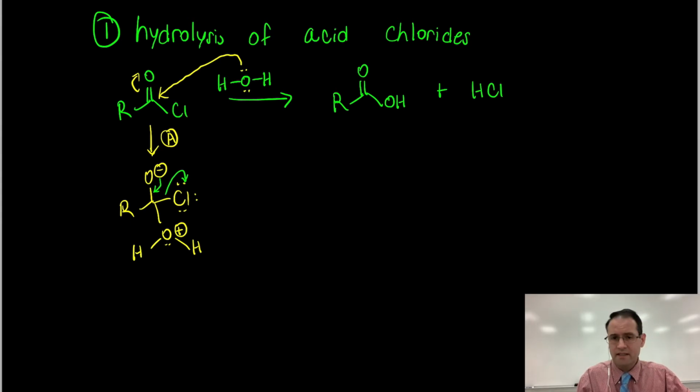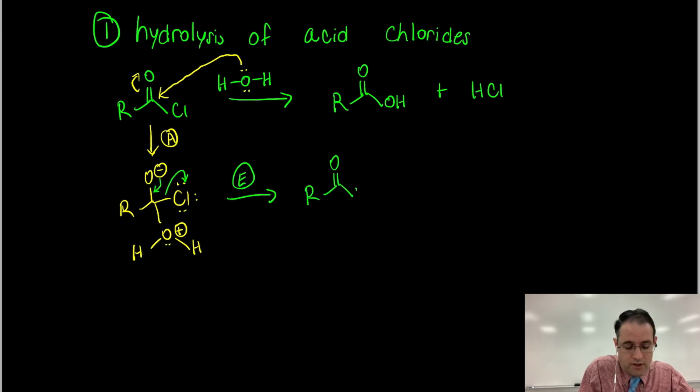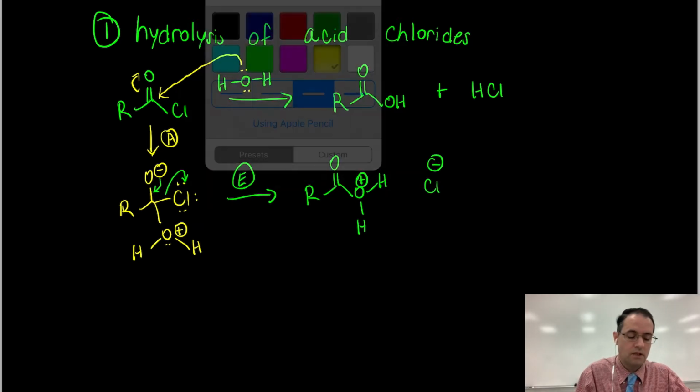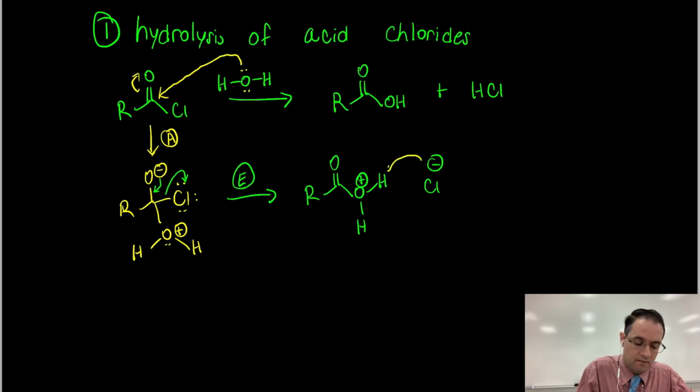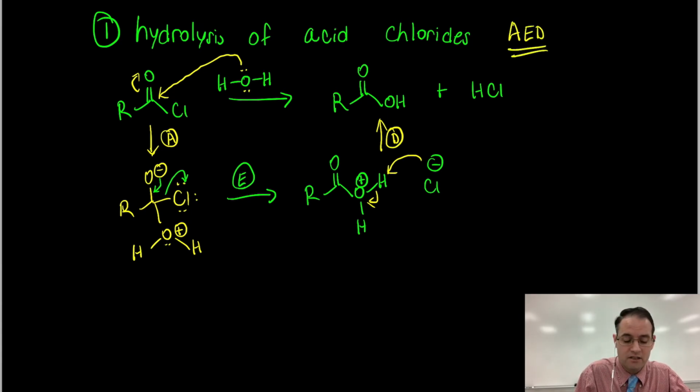You always want to kick off the leaving group, usually first, before you do any acid-base manipulations. So here we're going to expel or eliminate the chloride, and we're going to form the protonated carboxylic acid, okay? So there's an extra proton here, so that's super acidic. And you have chloride floating around. Chloride is now going to deprotonate. And that's going to give you the carboxylic acid and hydrogen chloride. So it's AED for the curved arrow reaction mechanism, okay?